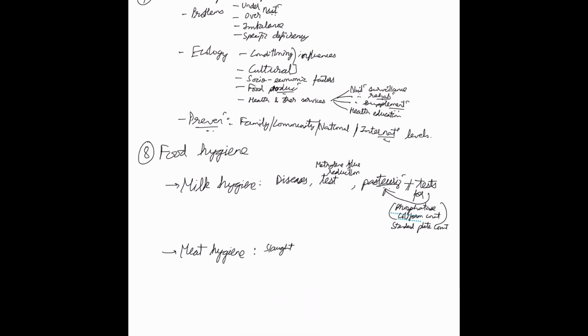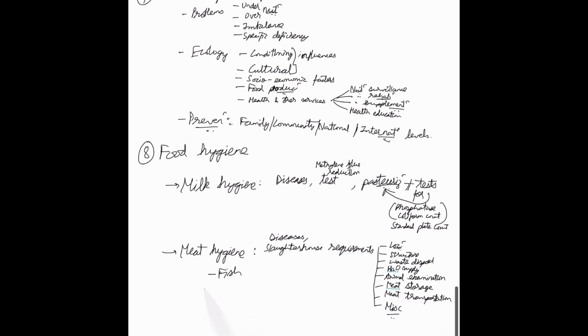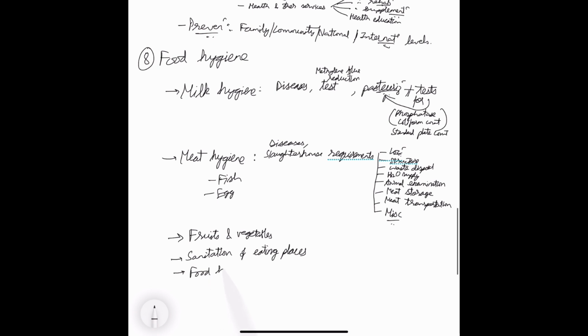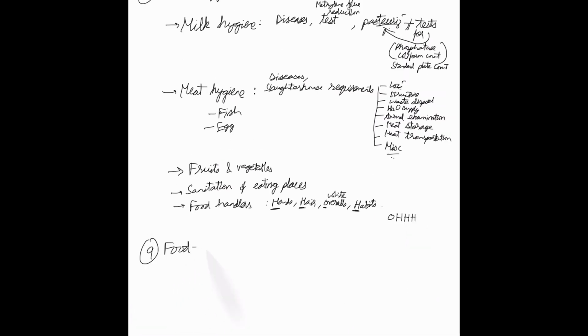Then we move on to meat hygiene and the diseases transmitted by unhygienic meat, and the requirements for a slaughterhouse, that is the location, structure, proper waste disposal, hygienic water supply, periodic animal examination, meat storage and transportation, and other miscellaneous requirements. And broadly, how to maintain hygiene for fish and eggs. Then we also have fruits and vegetables, sanitation of eating places, and food handlers. Hands, hair, white overalls, and habits must be hygienic. So a small mnemonic would be OH3 or O.